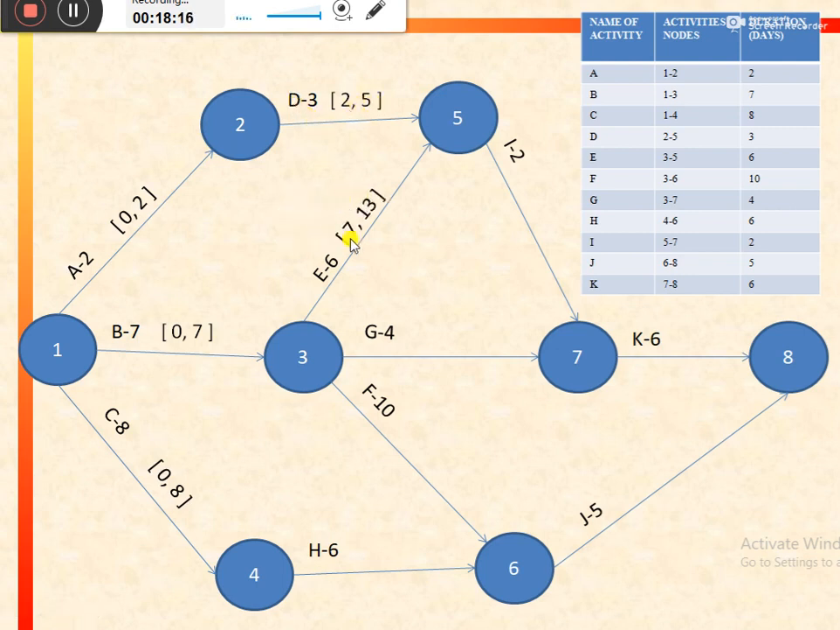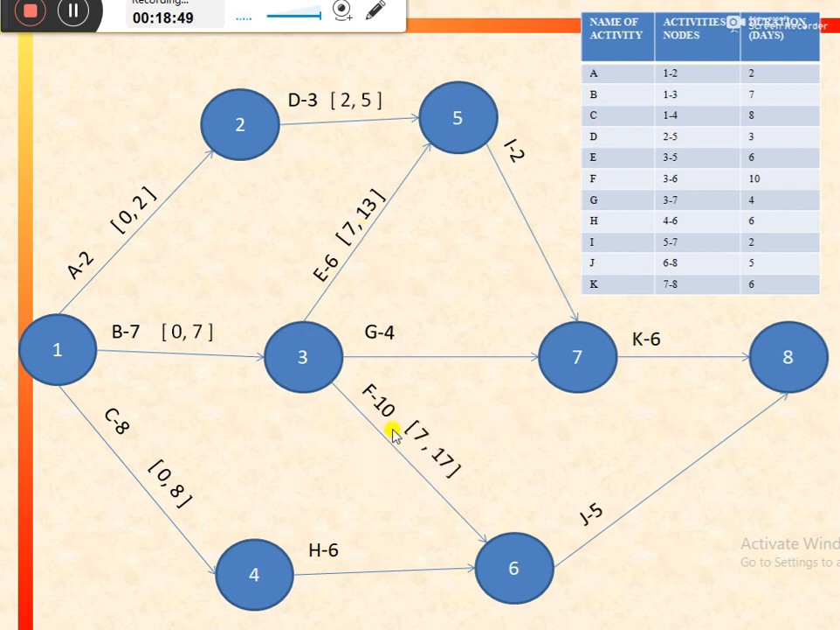In a similar way, we can calculate the earliest start for activity E, as the preceding activity for activity E is activity B, and earliest finish for activity B is 7. That would be the earliest start for activity E, that is equal to 7, and earliest finish would be equal to 6 plus 7. 6 is the duration of the activity E, so 13. In this way, we can calculate the earliest start and earliest finish for activity E.